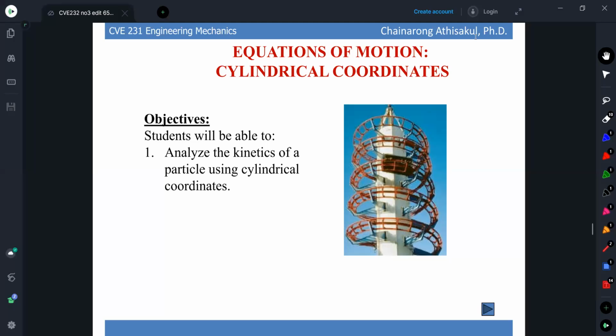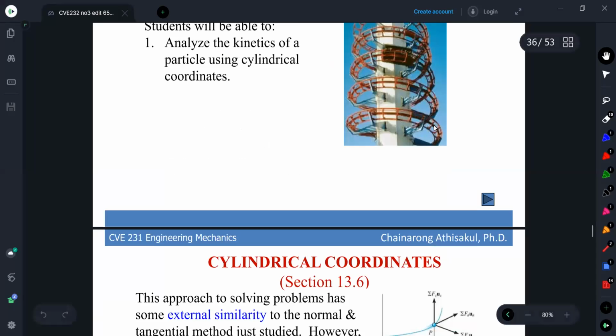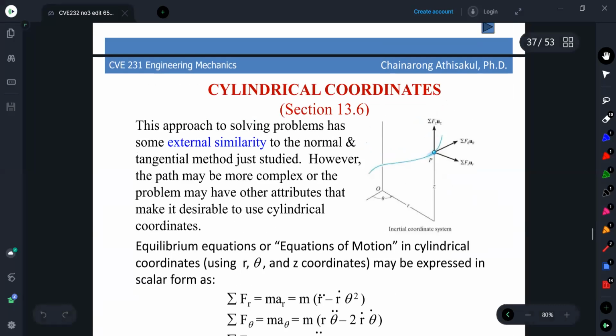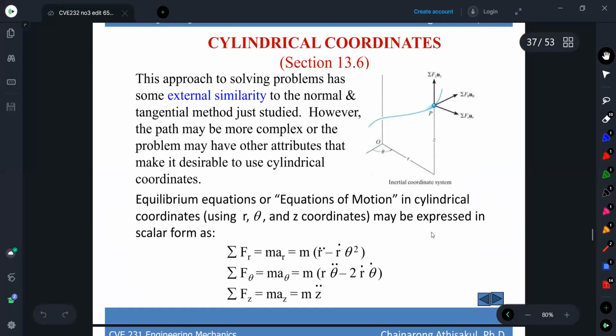In this topic, we will solve the kinetics problem in terms of the cylindrical coordinate system. In cylindrical coordinates, it is the same as the normal and tangential coordinates that we already know, exactly the path. However, the path may be more complex, or the problem may have other attributes that make it desirable to use the cylindrical coordinate system instead.